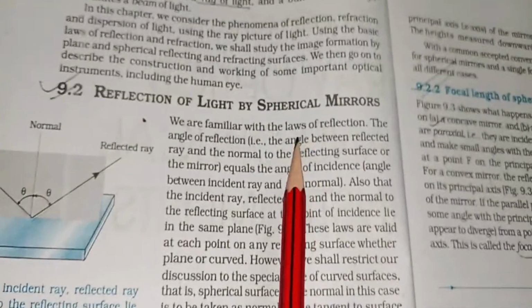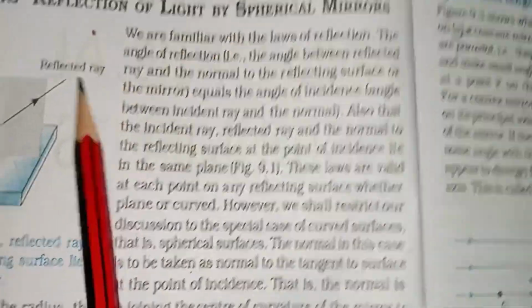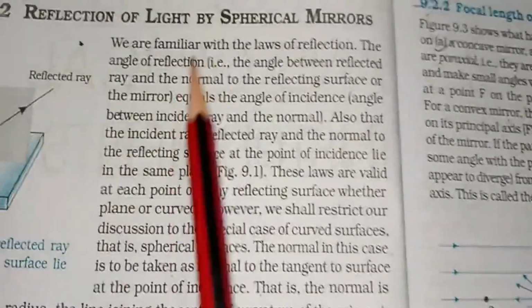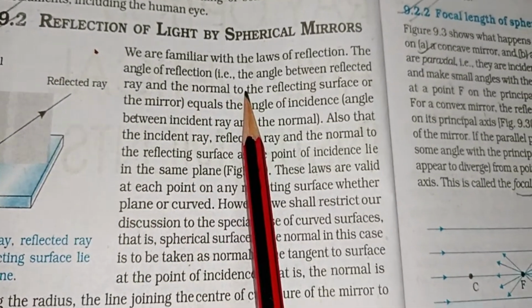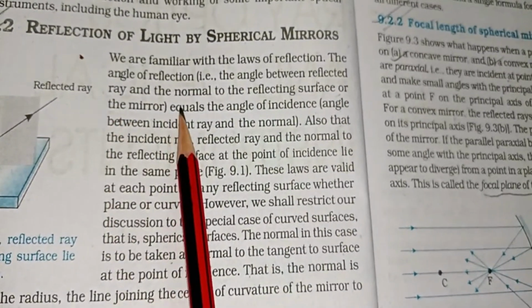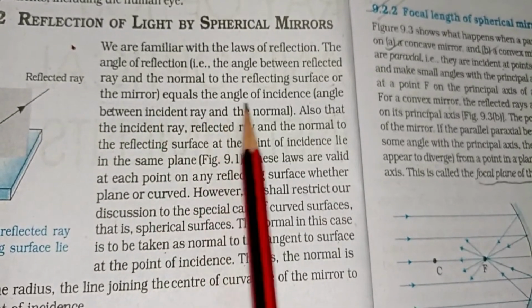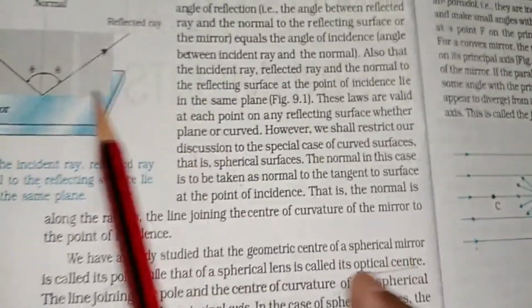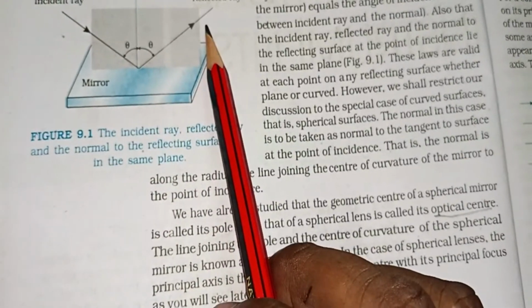Okay, the first one is reflection of light by a spherical mirror. This is the figure in which we will continue. We are familiar with the laws of reflection: the angle of reflection, that is the angle between the reflected ray and the normal to the reflecting surface or the mirror, is equal to the angle of incidence, the angle between the incident ray and the normal. This is the incident ray, this is the normal, this is the reflected ray, and this is the mirror.